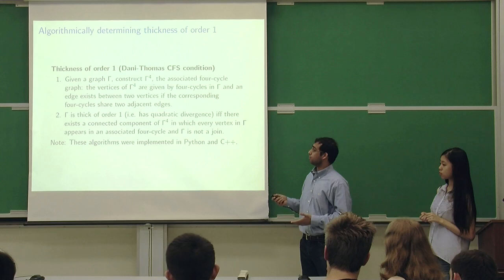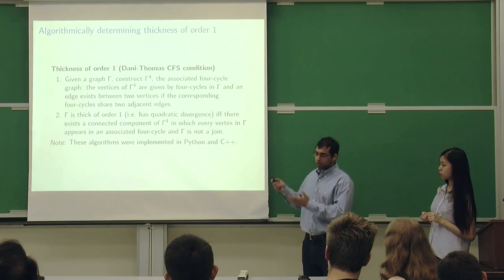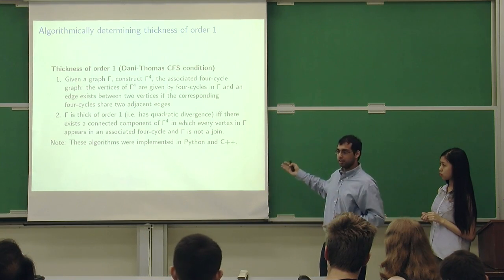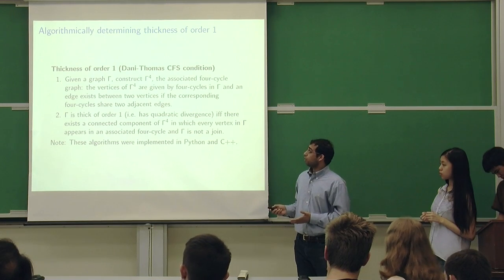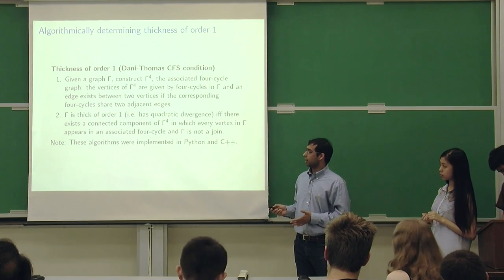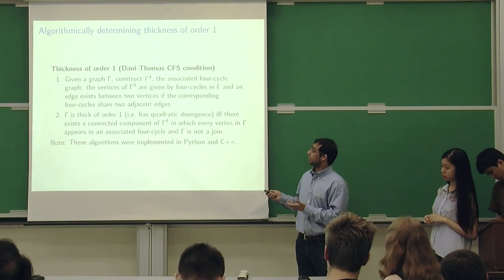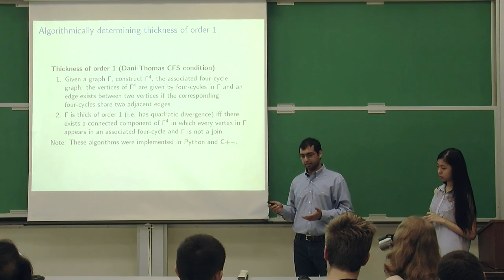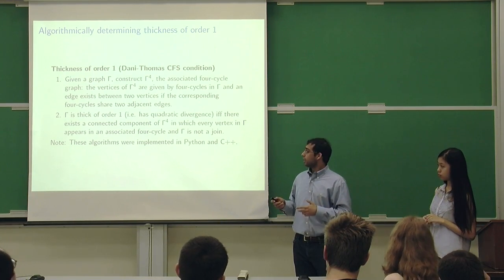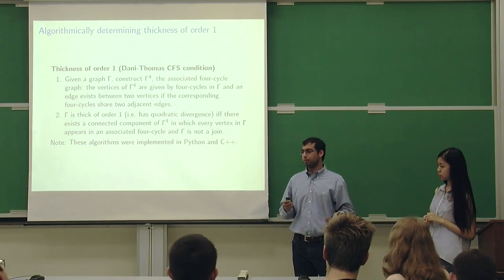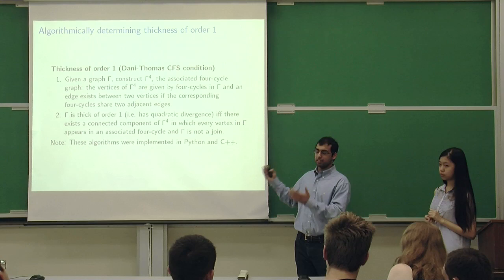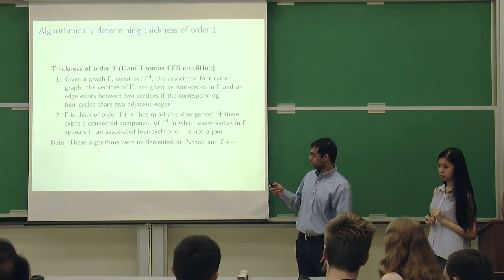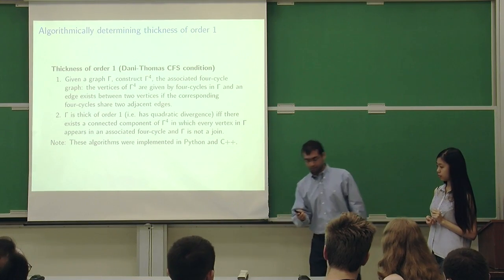And that tells you whether it's thick, and then you also obviously make sure it's not a join, so it's not thick of order 0, and therefore it's thick of order 1. So that's what we spent a lot of time on, or at least I spent a lot of time on implementing this. And then I guess Lena's going to talk about some examples, and after that Robbie will talk about algorithms for higher orders of thickness, or at least getting upper bounds for other things. So okay, Lena.